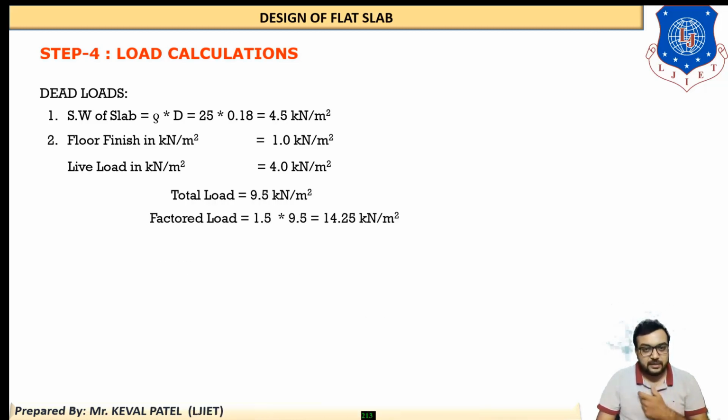So we have to find out factored load for designing of flat slab. So our factored load is 1.5 into 9.5. So 1.5 is factor of safety and 9.5 is our unfactored load. So students, 1.5 into 9.5, which is equal to 14.25 kilonewton per meter square. So this is our end of step number 4, which is load calculations.